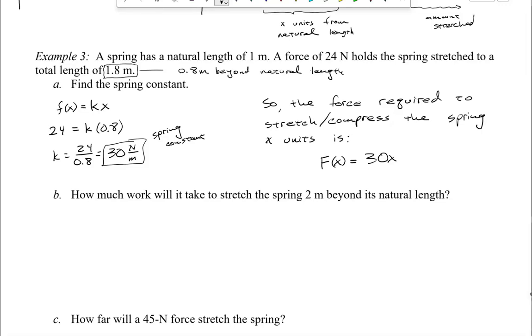Now, in part B, they want us to find the work it will take to stretch the spring 2 meters beyond its natural length. So we're going to let x equals 0 be the position of the end of the spring when it's unstretched or uncompressed. So x equals 0.